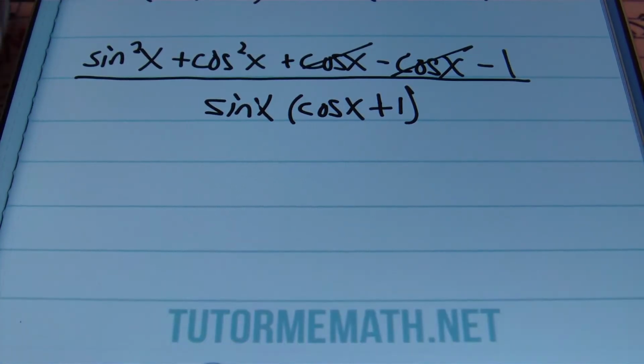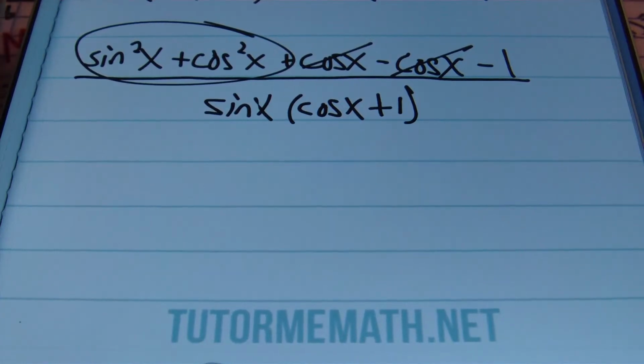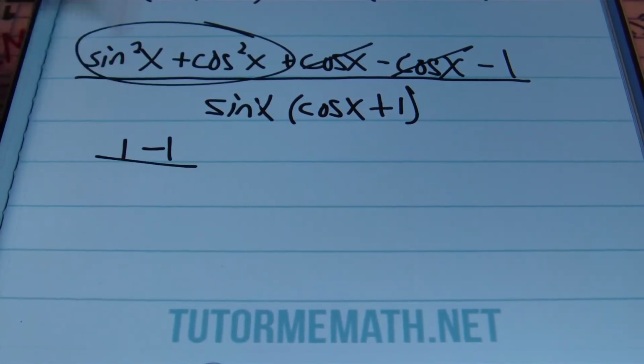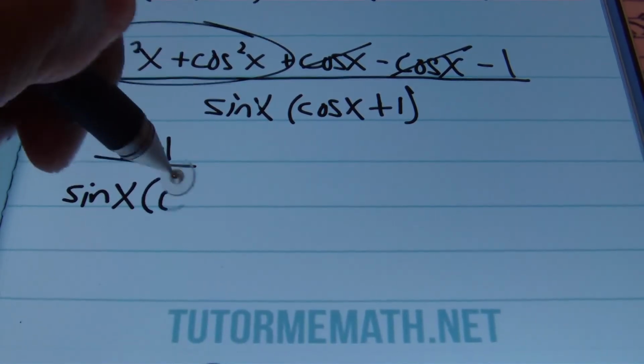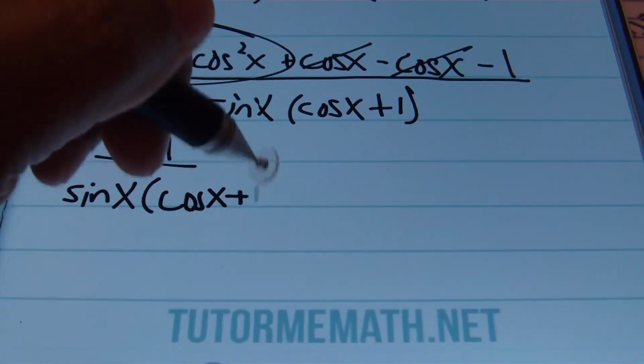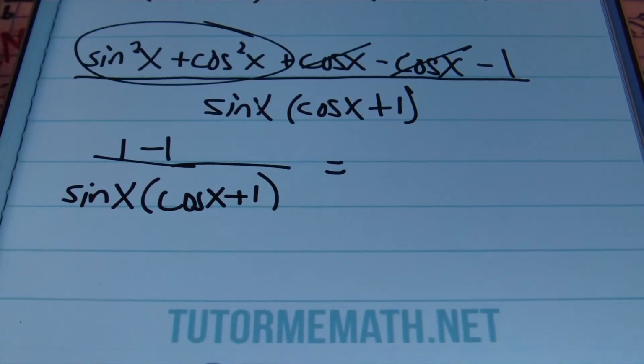All right, so that means I'll be rewriting these terms right here. I'm going to go ahead and circle that. That equals 1. Then I have that minus 1 right there. That's going to be over my common denominator, which is sine x times cosine x plus 1. All right, let's go ahead and extend that.